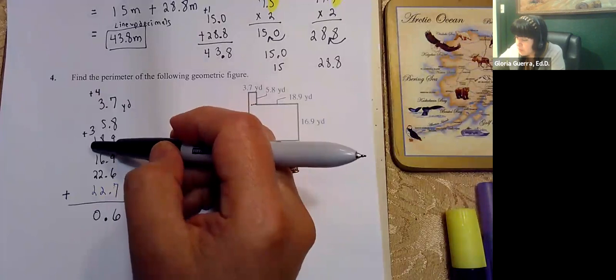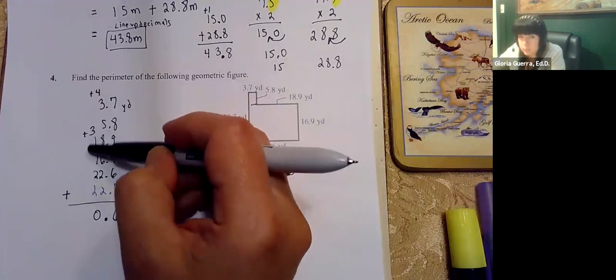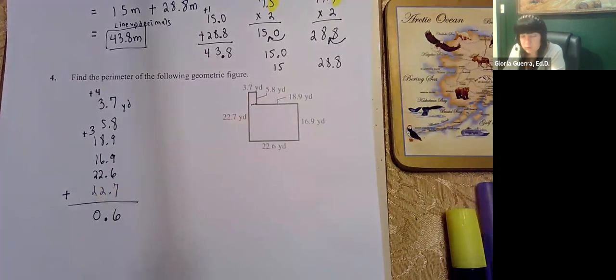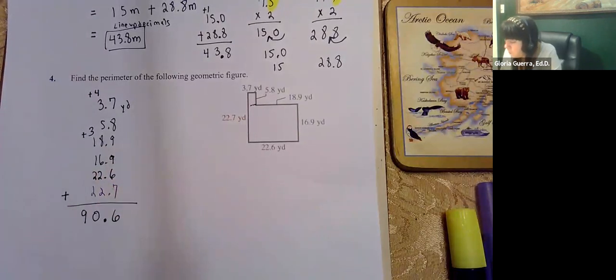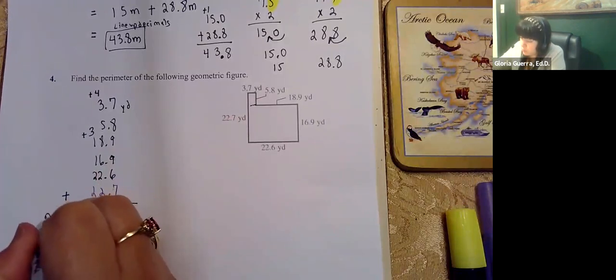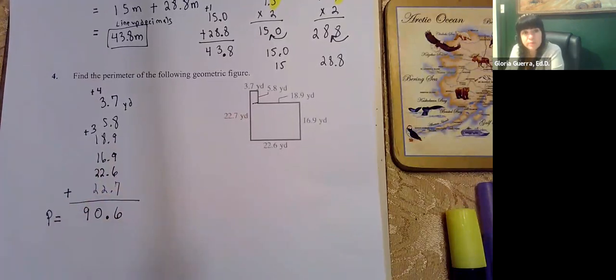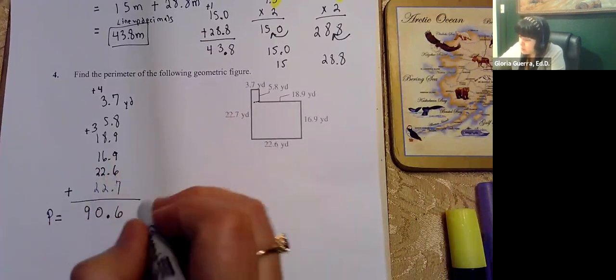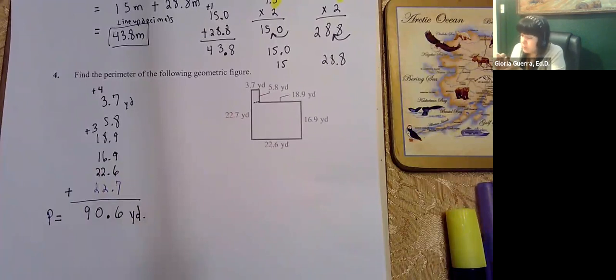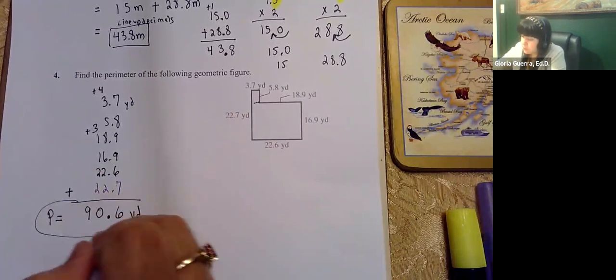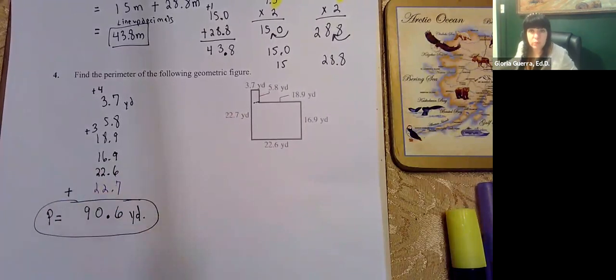And then when you add this last column of digits and numbers, you should be getting 9. And then I'm going to put here perimeter equals, just like we did in the other problem. And then this is all in yards. Okay, and that would be our answer for finding the perimeter, right?